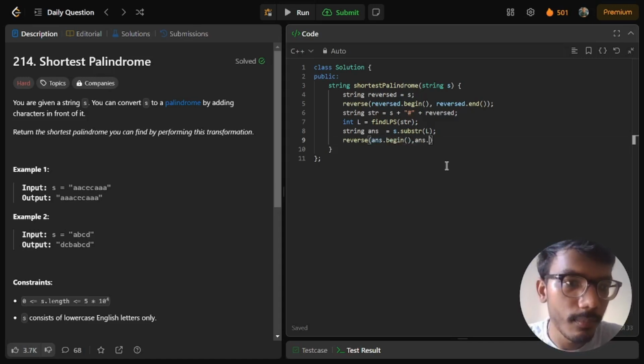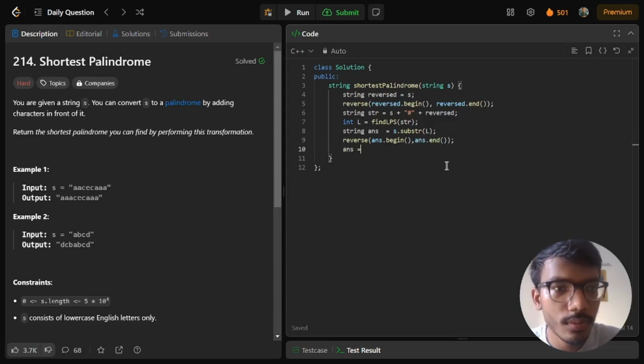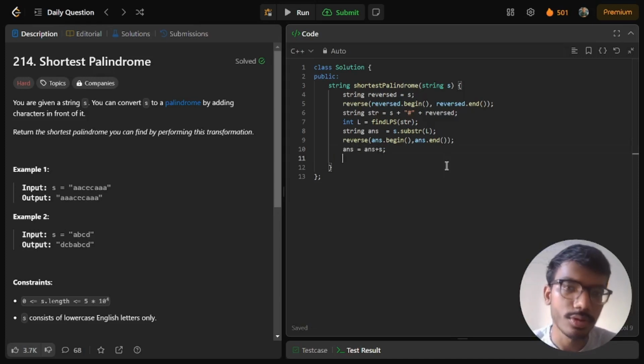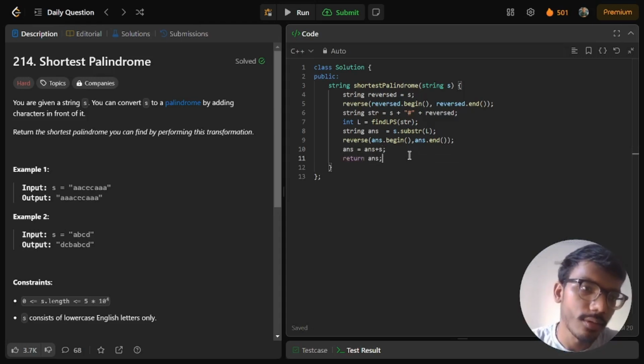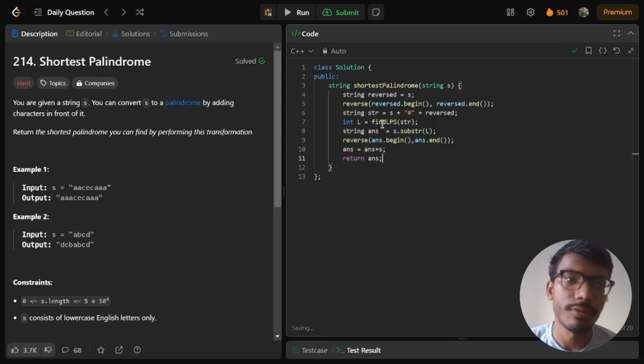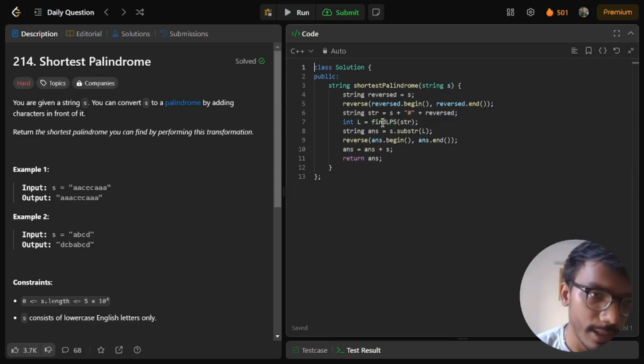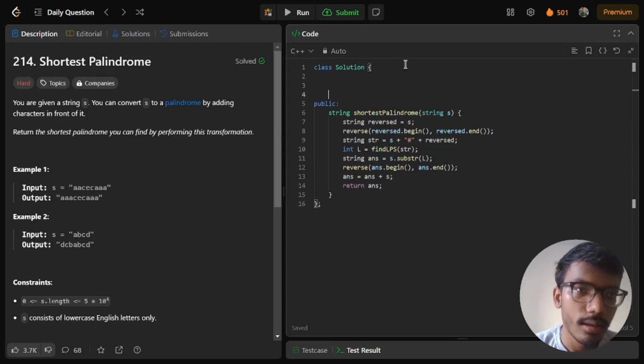So I'm reversing this. And now what is my answer? Answer is equal to answer plus s. So this is how I build my new string, right? So return answer. Now the only task left is the LPS function. I have to write this function find LPS, so let me just write it over here.